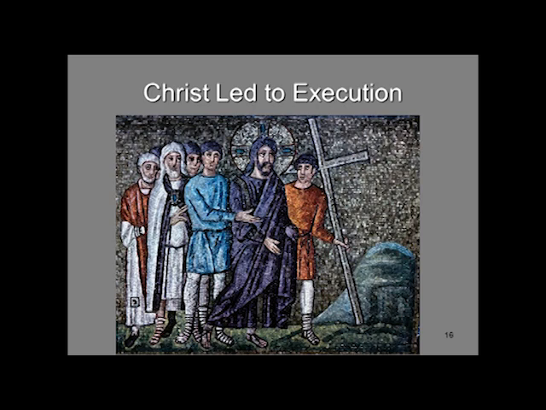And here, Christ is led to execution, the way of the cross. Once again, he's still larger than the other figures. He's more important. And you're seeing Christ in imperial robes. You're seeing him with the nimbed halo. You're seeing him always in control. We're not seeing the Christ suffering. That comes in later in art.